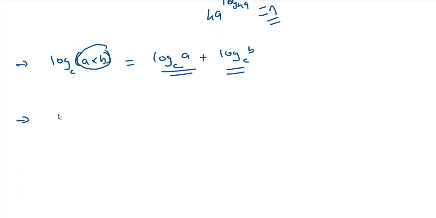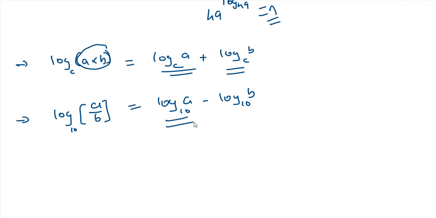Similarly, the division rule: if we have log of division of two numbers, let's say a by b. Now if I do not mention any base, you will have to assume the base to be 10. So this will be written as log of a to the base 10 minus log of b to the base 10. So logarithm of division of two numbers can be split up as log a to the base 10 minus log b to the base 10. The base can be anything. If it is not specified, we'll have to take the base as 10. So for product, we'll use the plus sign. For division, we'll use the minus sign.